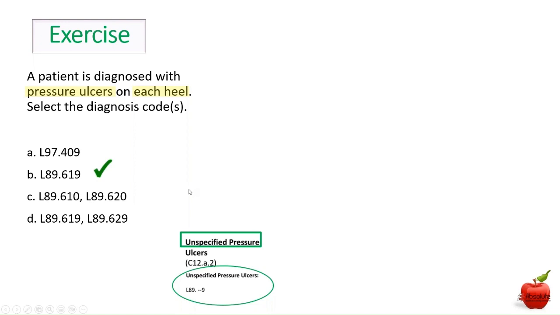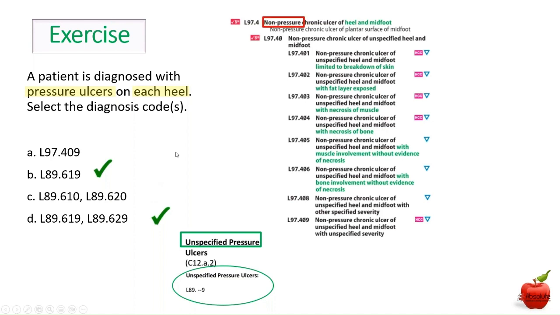All right, and with this one, we wouldn't know we could take it away until we get over there because we don't know if there is a bilateral code. So we wouldn't know yet, okay? But we already know we're going to be looking at B and D, based on L89 ending in 9. Because this is L97, it's ending in 9, but that's 97. Okay, we get over here to L97.4, that is a non-pressure ulcer, and we are dealing with a pressure ulcer on each of this patient's heels.